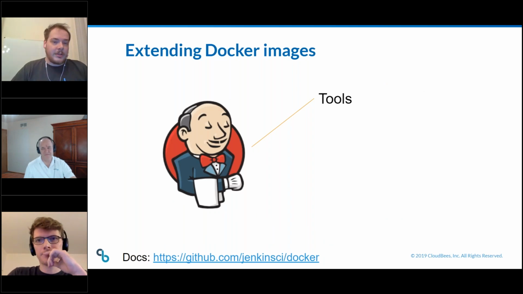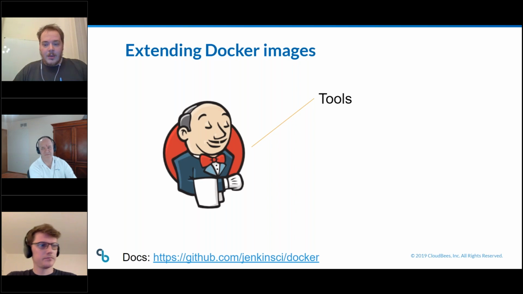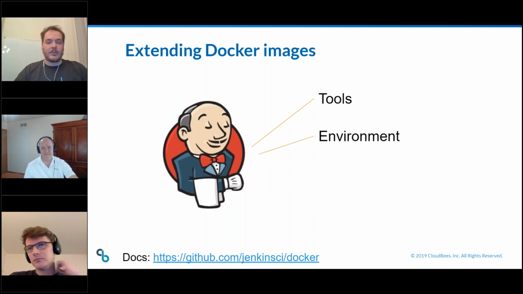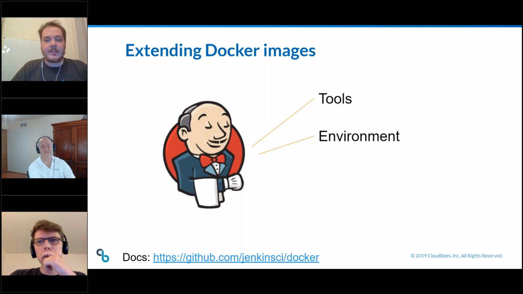Basically, what do we need? First thing, we need tools. So for example, if you use Git, if you use Mercurial, or if you use other tools on the master, you need to include them. You need to configure your environment. It includes system properties for managing Jenkins. It includes packages which would need to be installed. So you would need to deploy them.